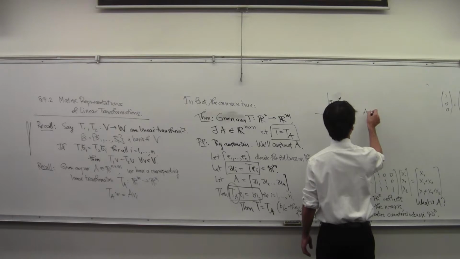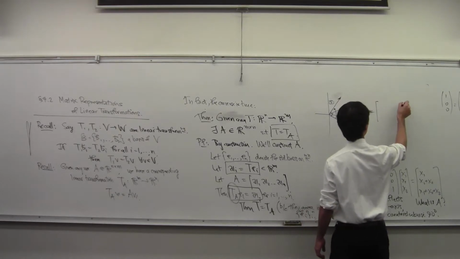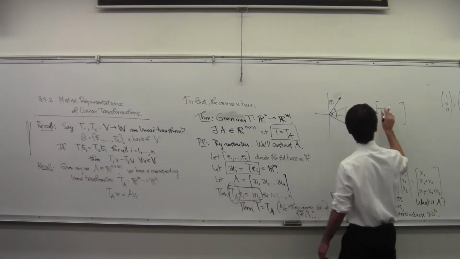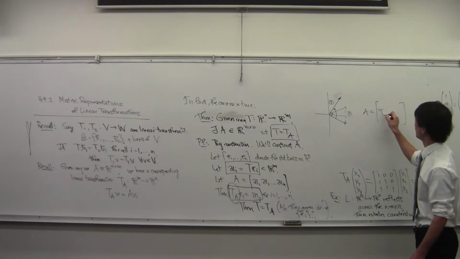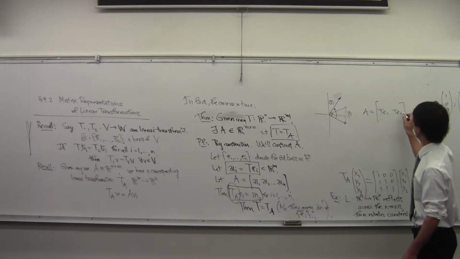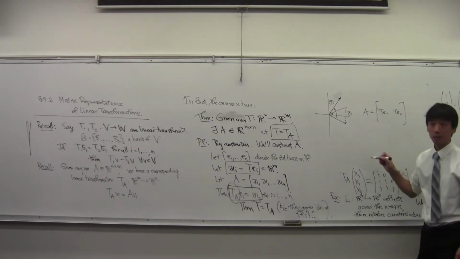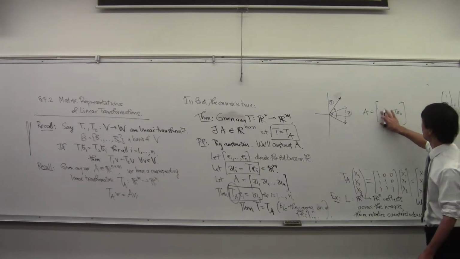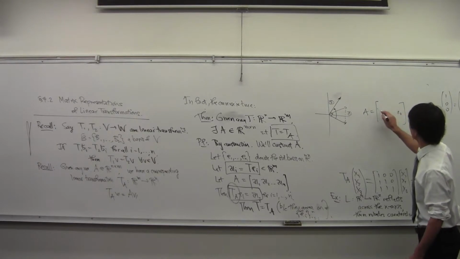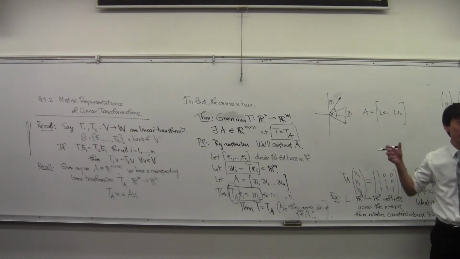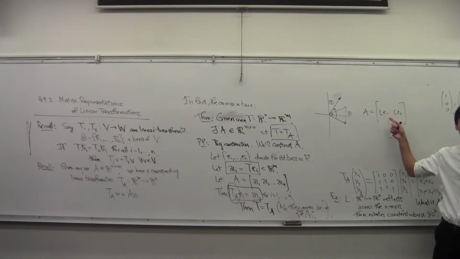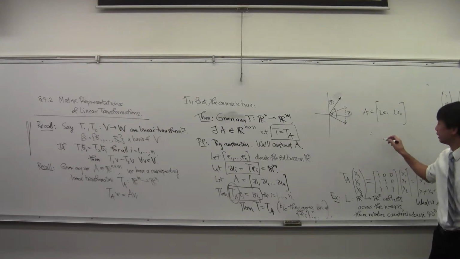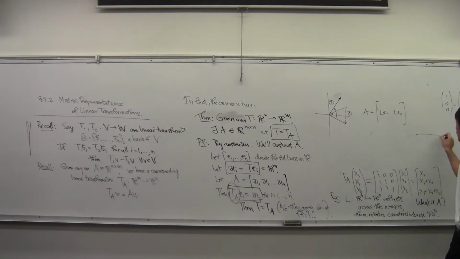Okay, so what's A? A is going to be L of E1, L of E2. How do you get the matrix? Well, you take the action on each of the elements of the standard basis, right? So what's L of E1?